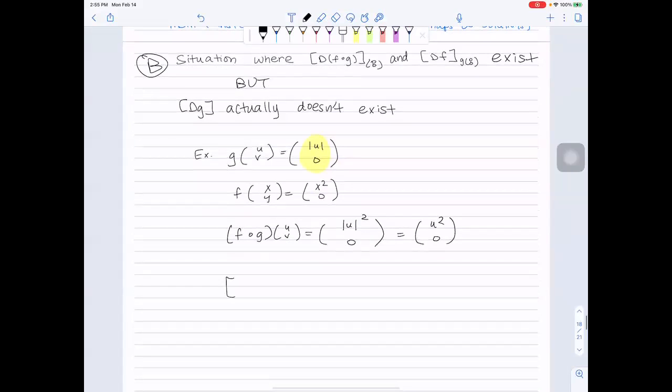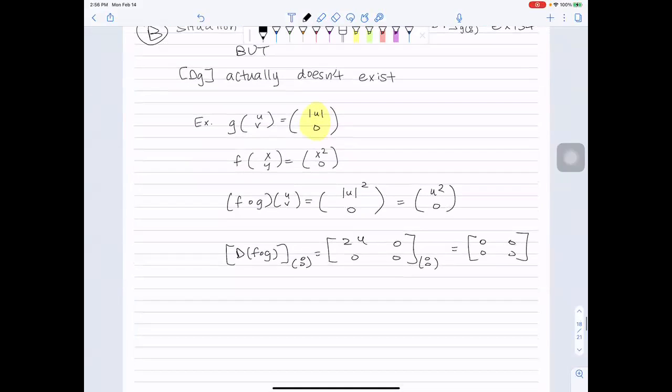Then if you take the derivative of this composition at 0, 0, we get 2u, 0, 0, 0. And evaluated at that point, we get the 0 matrix. So that's fine, the composition exists. We can also find the derivative of f, and we see that it also exists. And it's still the 0 matrix. That works out.